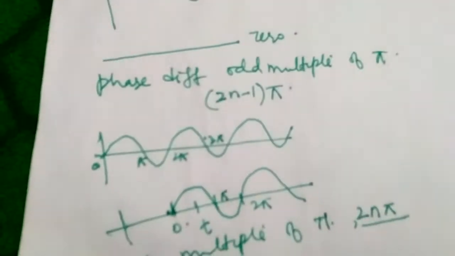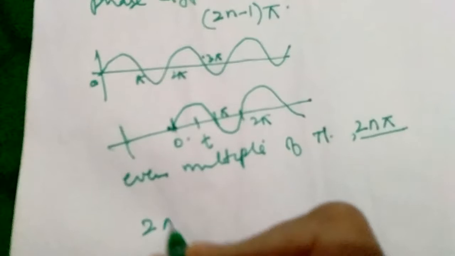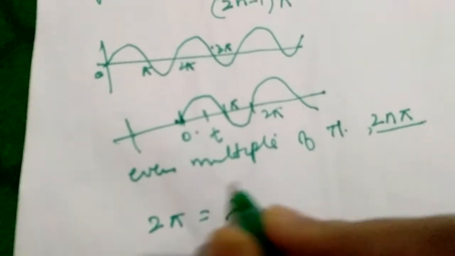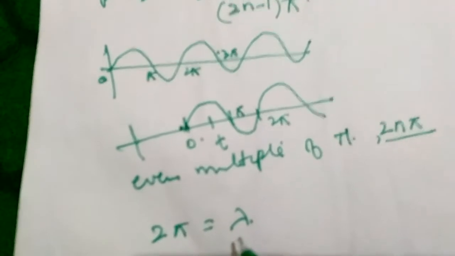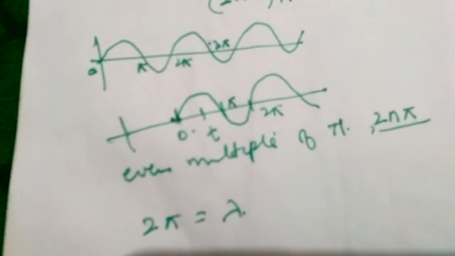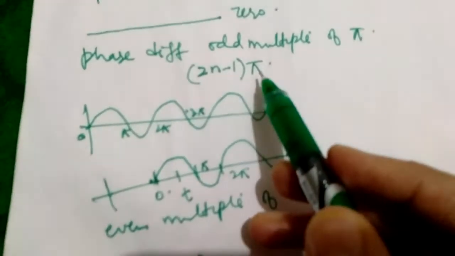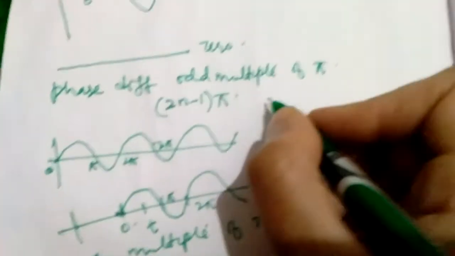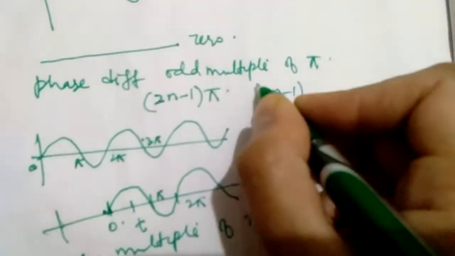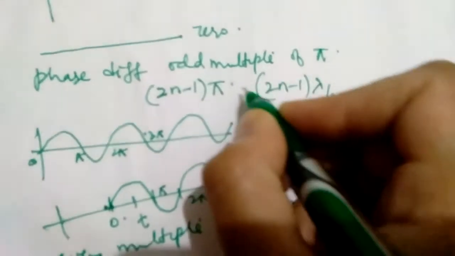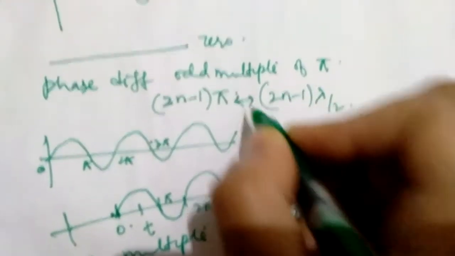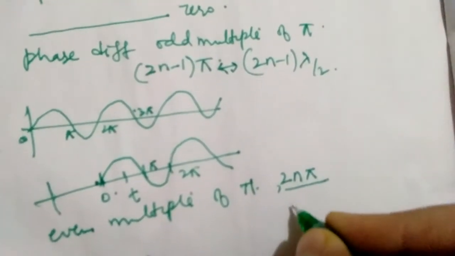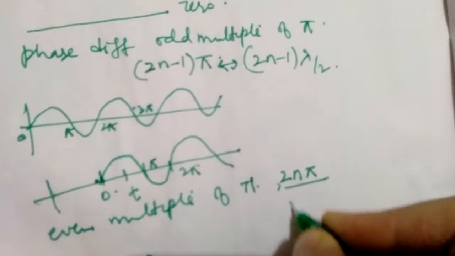Now, corresponding to this, you also know that 2 pi corresponds to a full wavelength. When the phase difference is 2 pi, the total wavelength that has been covered is lambda, so pi corresponds to lambda by 2. So for here, you can also choose to write 2n minus 1 times lambda by 2. This is equivalently the same thing. And in this case, for 2 pi, you will be writing lambda. So it is n lambda.